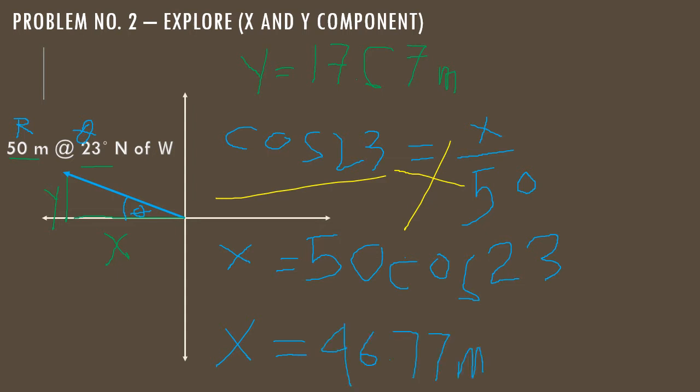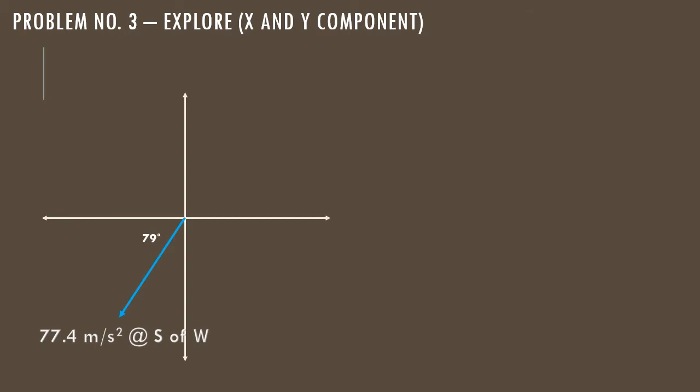The x component for this problem is 46.77 meters. Then the y component is 17.67 meters. The resultant is 50 meters at 23 degrees north of west. Next is we have 77.4 meter per second squared at 79 degrees south of west. So ito yung resultant natin.